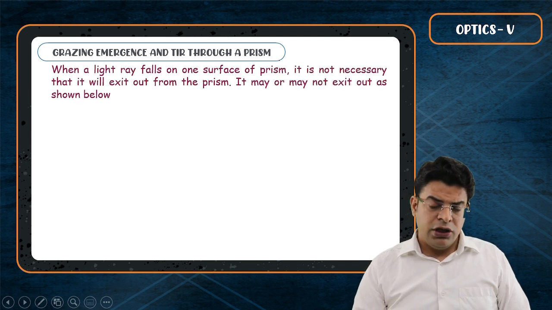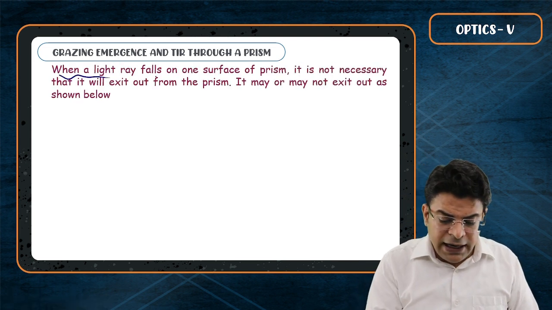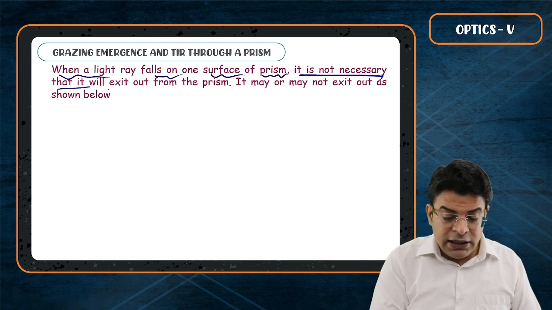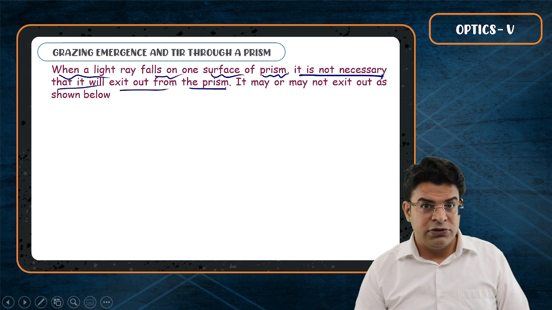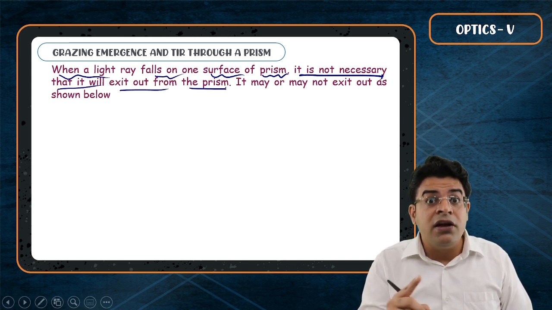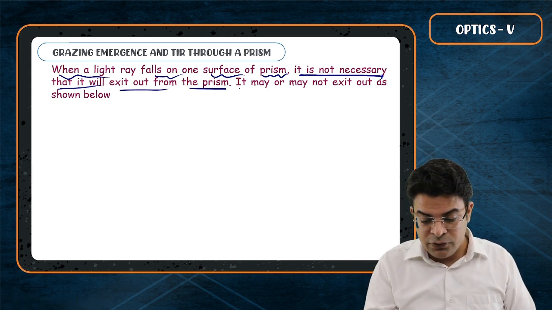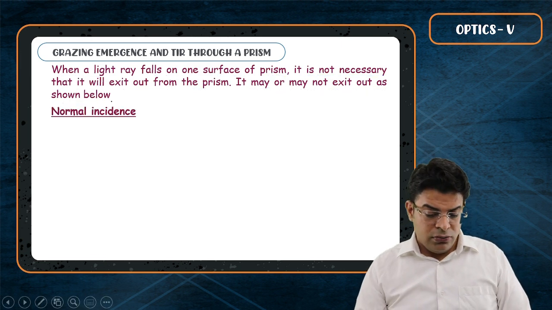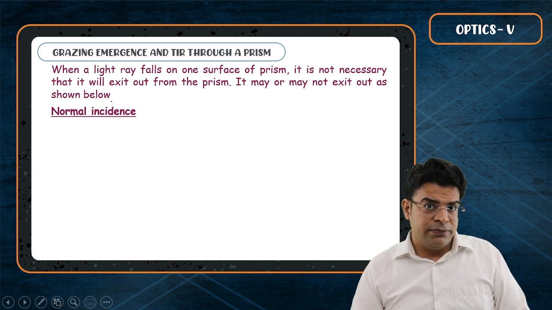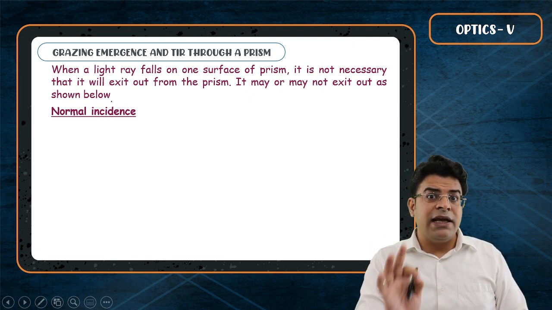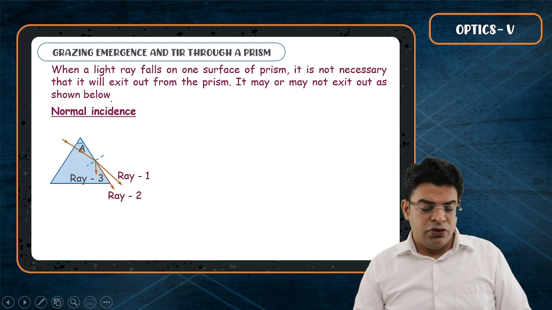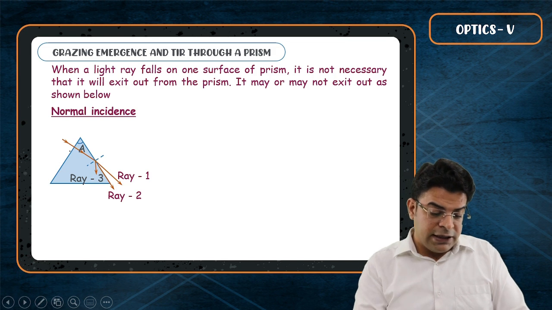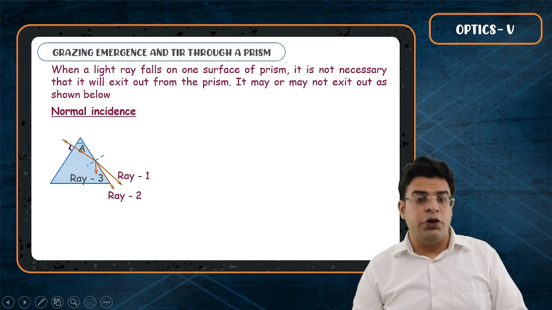Let's say you have a prism. When a light ray falls on one surface of the prism, it is not necessary that it will exit out from the prism. Sometimes it gets totally internally reflected at the second surface. So it may or may not exit, as shown below. Think of the first case when the incident ray is incident normally. So you have got this case, and the incident ray has been incident normally, that is, the angle of incidence is 0.